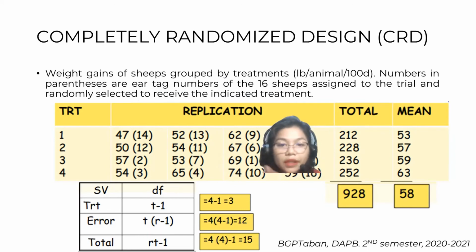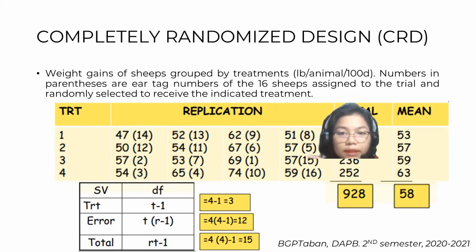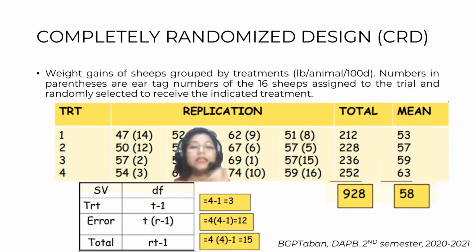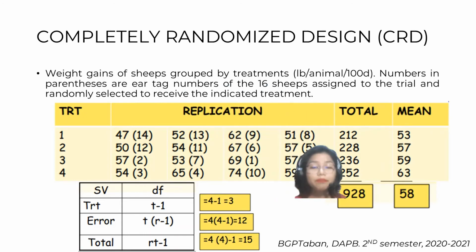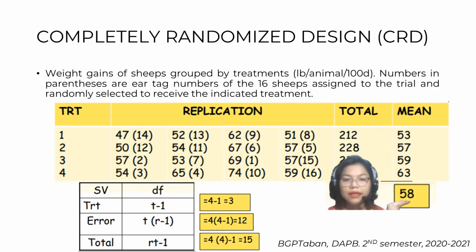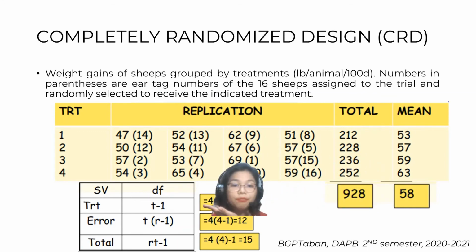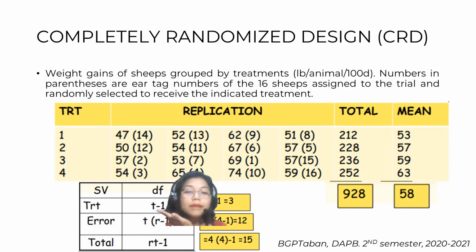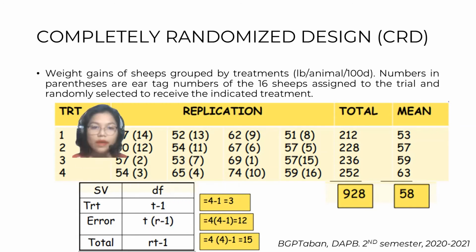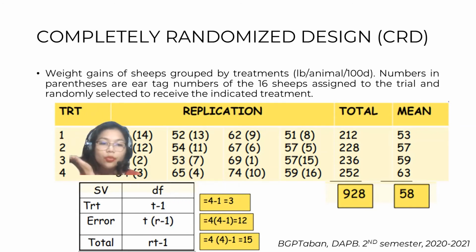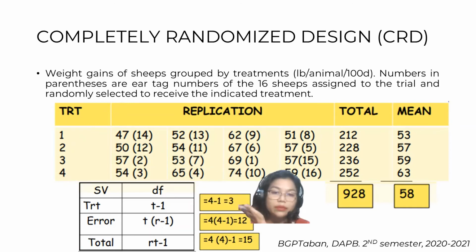Hanapin po natin yung number 1 at saka yung number 16, ito po. Okay, so dapat 16 na experimental units. We are just going to divide 928 by 16. The answer is 58. The next step for us is to get our DF. Again, to compute for the treatment DF, simply subtract 1 from the treatment. Ilan po ba yung treatment natin? Okay? Balikan natin. 1, 2, 3, 4. So, 4 minus 1 is equals to 3.